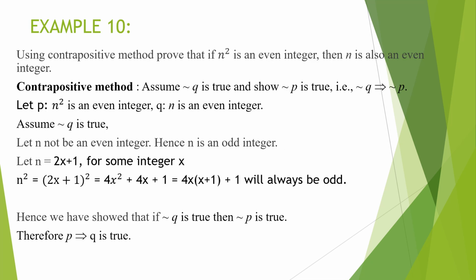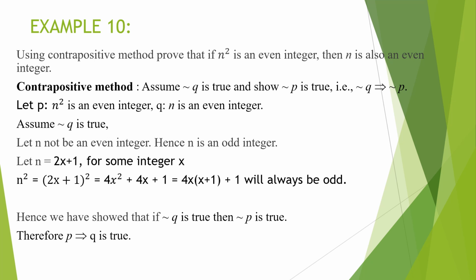Example 10. Using contrapositive method, prove that if n square is an even integer, then n is also an even integer. First, let me repeat what is contrapositive method. Assume negation of Q is true and show negation of P is true. Correct? If you can show this, it means that if P, then Q is true. So our statement P is n square is an even integer, Q, n is an even integer. Correct? So we assume that negation of Q is true.